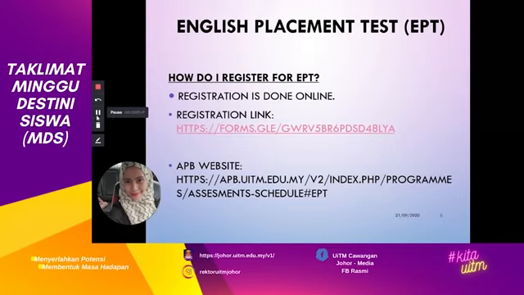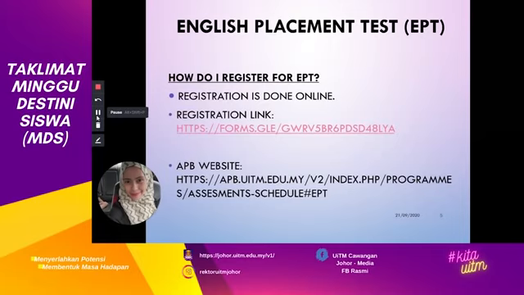Alright, if you look at the bottom of this slide, there is another link for the APB website. Should you need to find anything about EPT, or if you want to know more about the test, you can click on the link and read all the information stated on our website. So, one additional piece of information here.